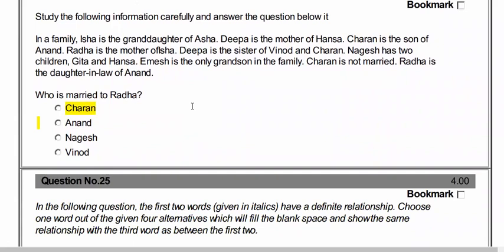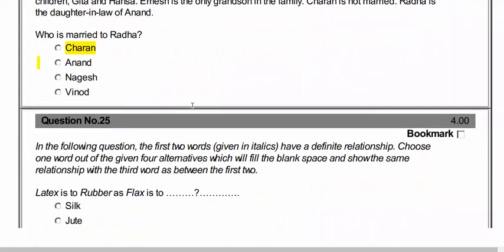Study the following information carefully and answer the question below it. In a family, Isha is granddaughter of Asha, Diba is mother of Hansa, Charan is son of Anand, Radha is mother of Ofilsha, Diba is sister of Vinod and Charan, Nagesh has two children, Geeta and Hasna, Imesh is the only grandson in the family, Charan is not married, Radha is the daughter-in-law of Anand. The question is, who is married to Radha? Option A is right, Charan. Charan is married to Radha.